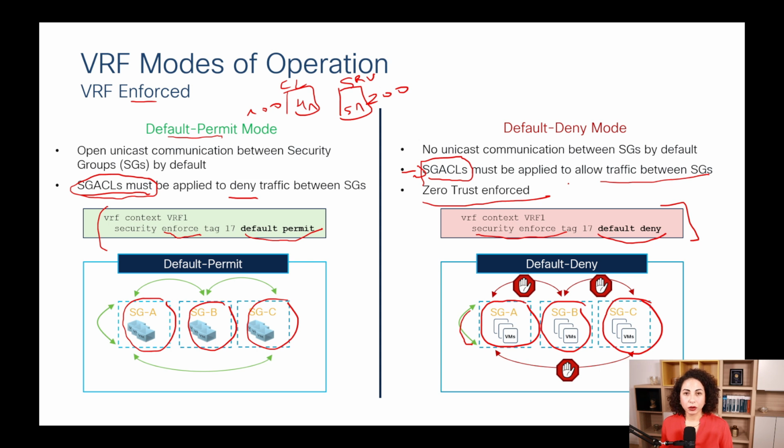So key takeaway, when we are in enforced mode, we can configure just one line of configuration into our VRF to say what we want to do by default, meaning when we don't have a specific contract between SGs. Do we want the traffic to be permitted by default, so we need to configure specific rules to deny it? Or do we want to deny it by default and configure specific security groups to permit it? So that's it.